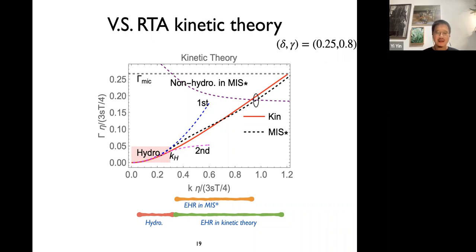So I should emphasize that of course, in this MS star theory with this choice of the model parameters, the sound mode will no longer dominate the dynamics when it crosses with other non-hydrodynamical excitations. But I think what we found really encouraging is that just using this theory, these simple extensions, we significantly extend the description of the sound mode, the sound dispersion, in this extended hydrodynamic regions.